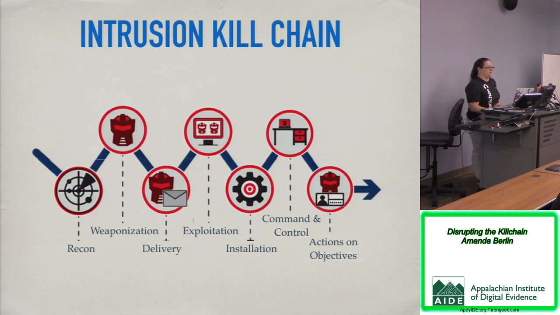And 7 is actions on objectives. That's the end. That's where they've gotten what they've needed, whether it's data corruption or exfiltration. They can use the endpoint as some kind of botnet or hop to do whatever they want to, and maybe start from step 1 and go all over again.